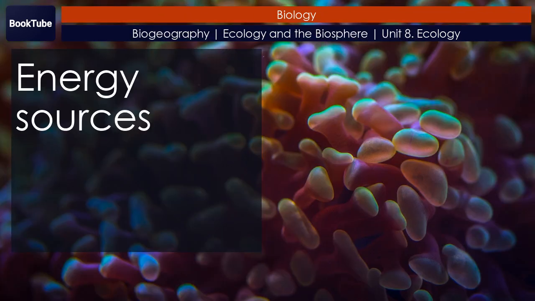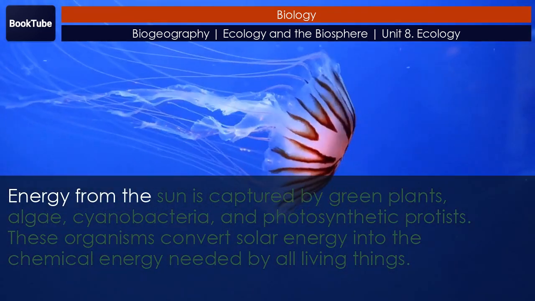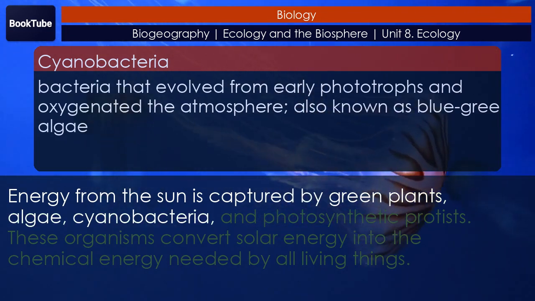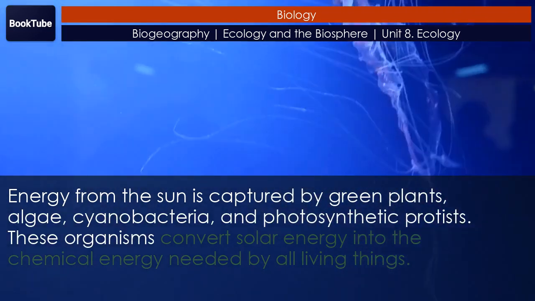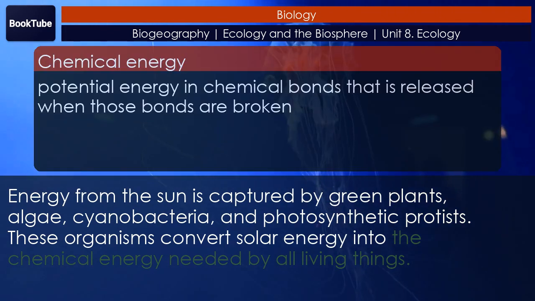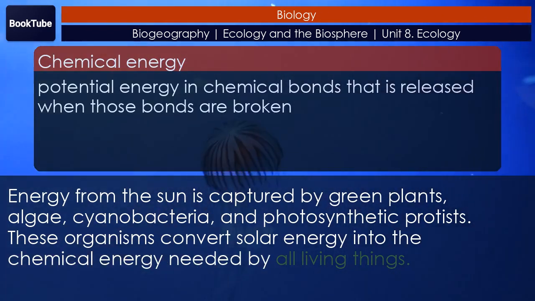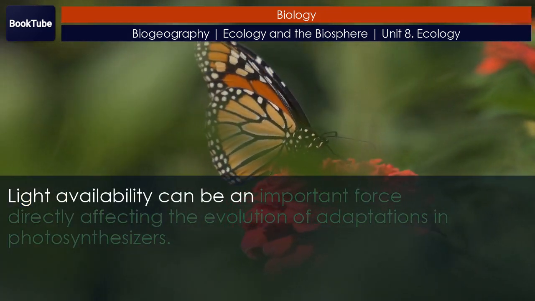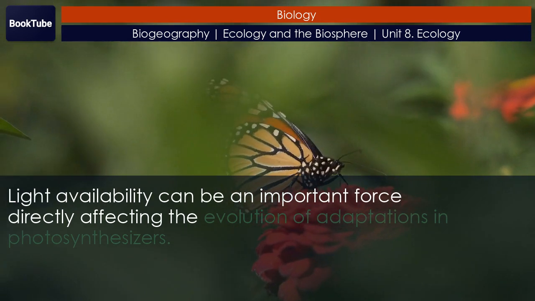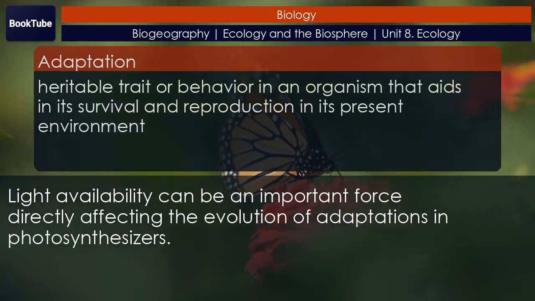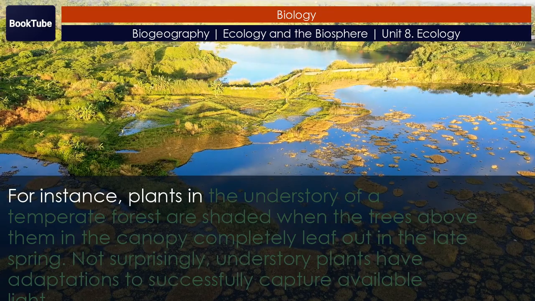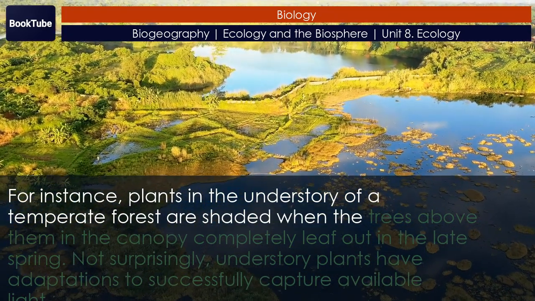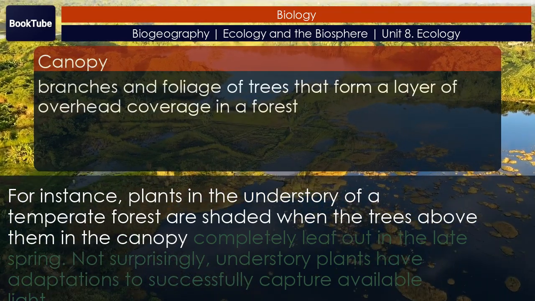Energy sources. Energy from the sun is captured by green plants, algae, cyanobacteria, and photosynthetic protists. These organisms convert solar energy into the chemical energy needed by all living things. Light availability can be an important force directly affecting the evolution of adaptations in photosynthesizers. For instance, plants in the understory of a temperate forest are shaded when the trees above them in the canopy completely leaf out in the late spring.